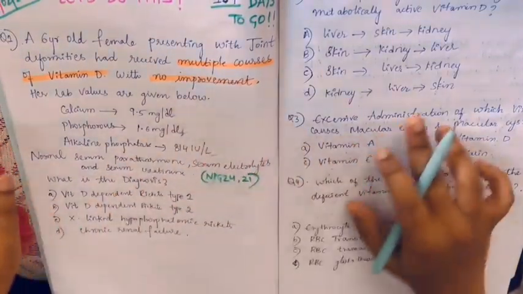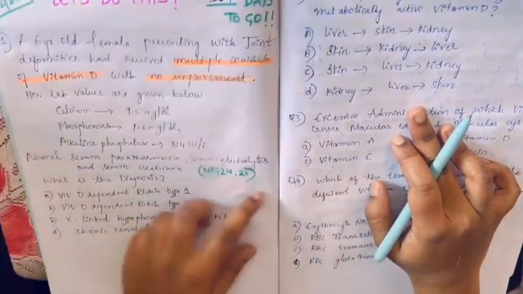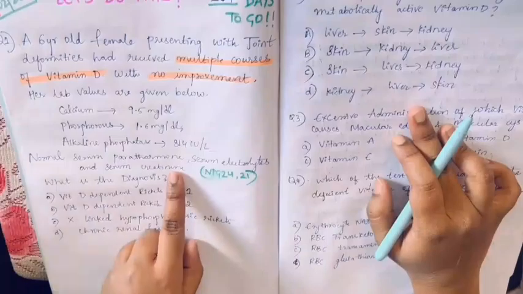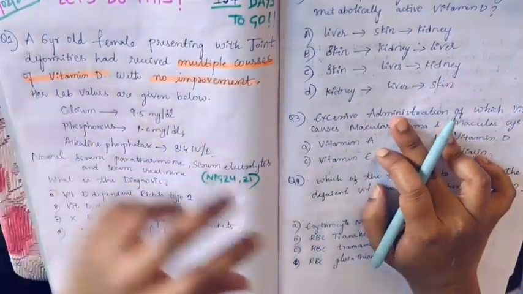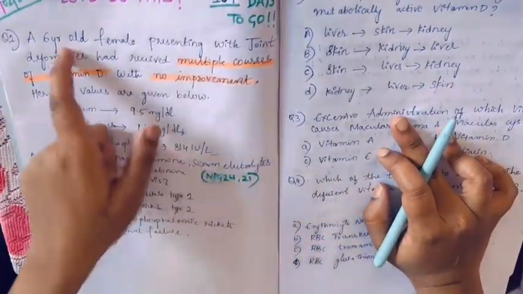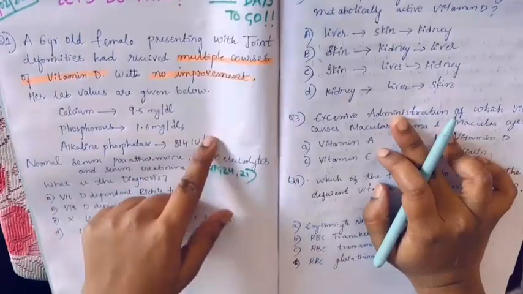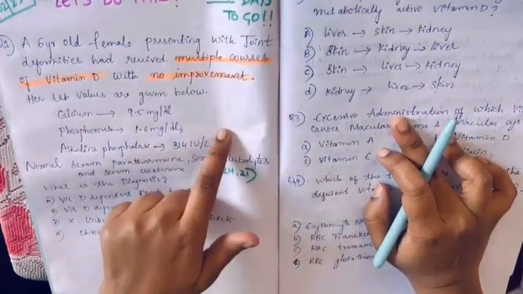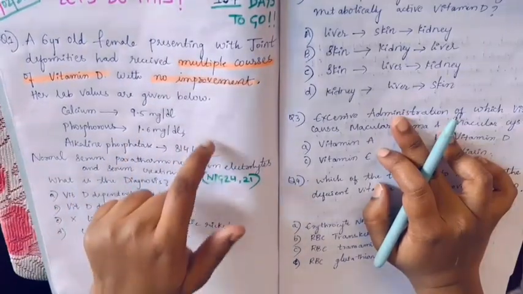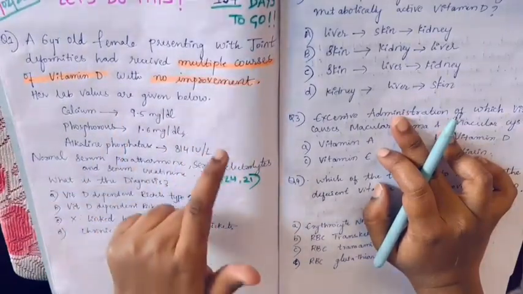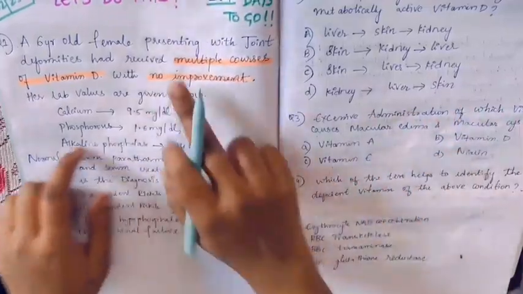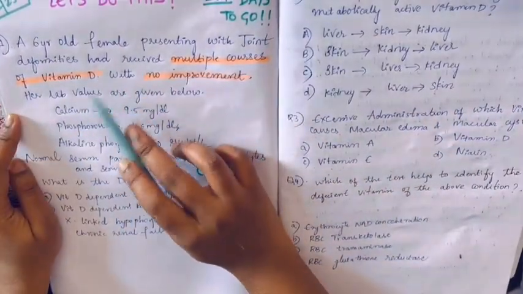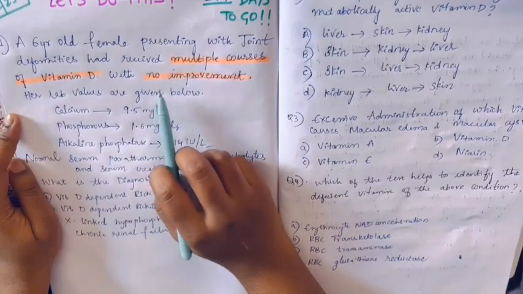Even if you don't know the values and anything regarding this question, the other part is normal serum parathormone, serum electrolytes and serum creatinine. So this question comes to the point that if you don't know this concept, you can't answer this question. To answer it, you definitely need to know the concept of refractory rickets. Why I'm saying refractory rickets is, if it was a normal rickets with a proper course of vitamin D, it would have decreased, but it didn't. So it's a case of refractory rickets.